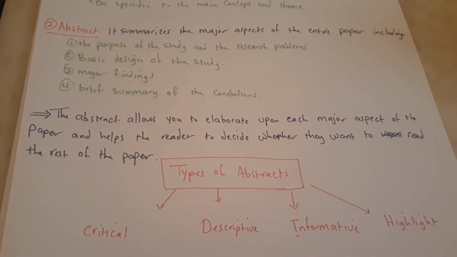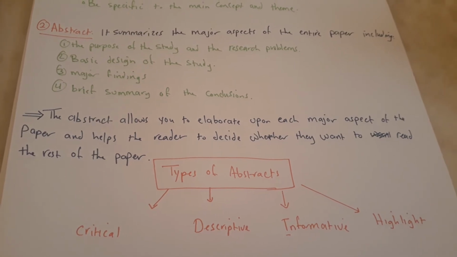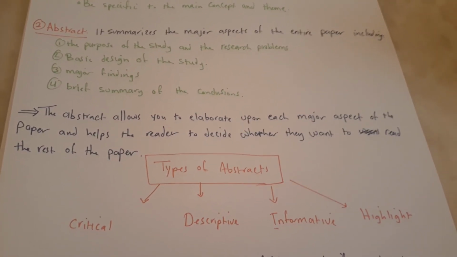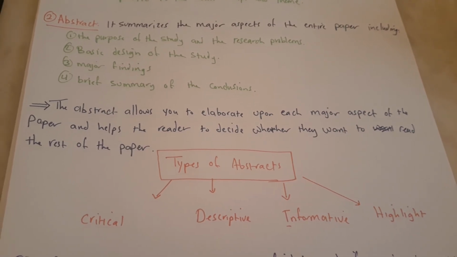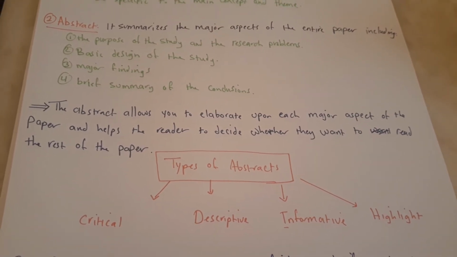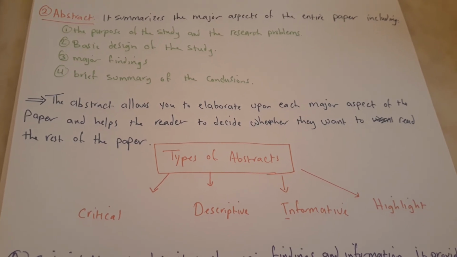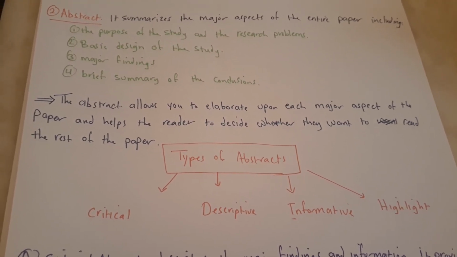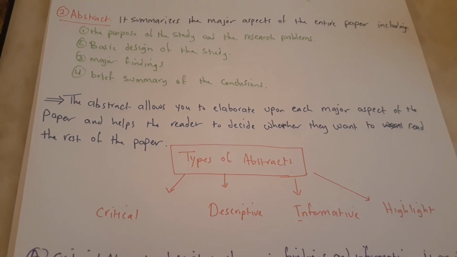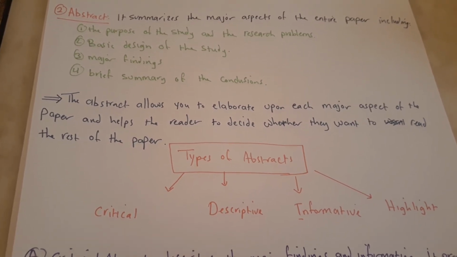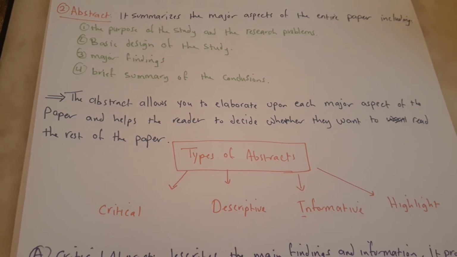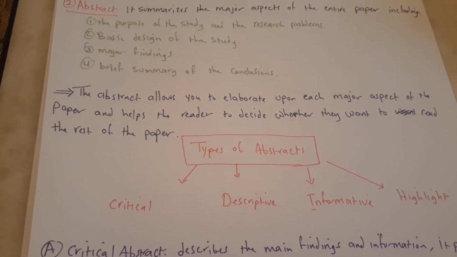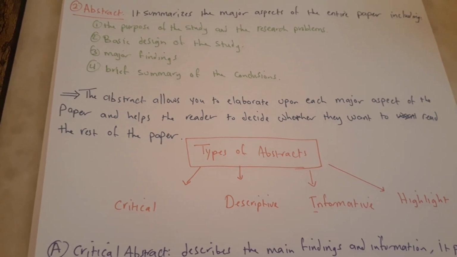Now, the abstract allows you to elaborate upon each major aspect of the paper and helps the reader to decide whether they want to continue reading or not. يعني بشكل عام اللي بيقرأ الملخص أو الأبستراكت بيصير عنده فكرة مبدئية عن الورقة كلها عن إيش بتحكي. فإذا كان الأبستراكت نوعا ما مشوق بشجع القارئ إنه يكمل قراءة في هذه الورقة.